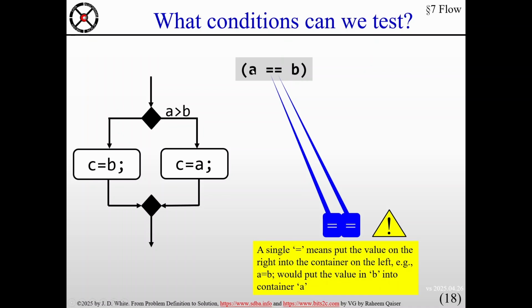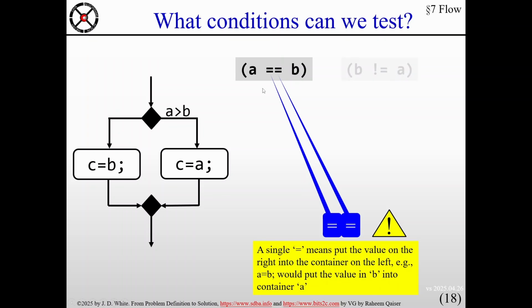We can test A equals B? No. A single equals means put the value on the right into the container on the left. For example, A equals B would mean put the value in container B into container A. That's not a condition. If you want to check for equals, you have to put two equal signs. This is a condition now. A condition can be either true or false. A double equals B can be true or false.